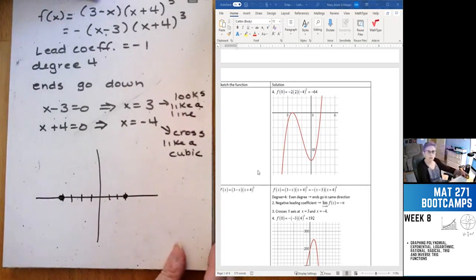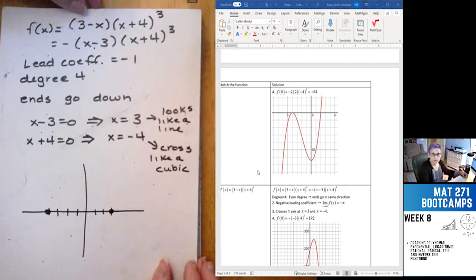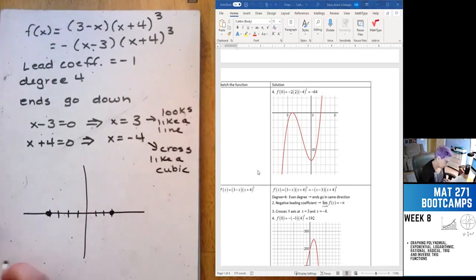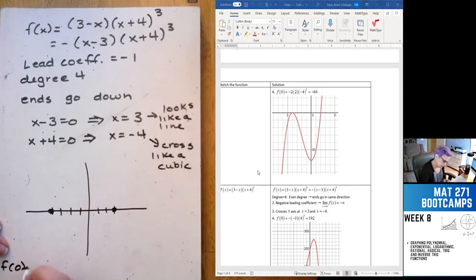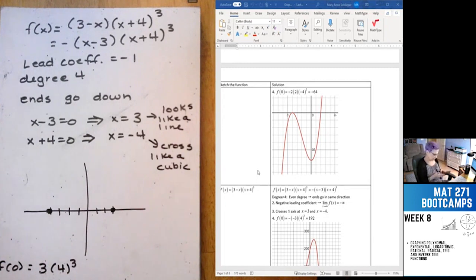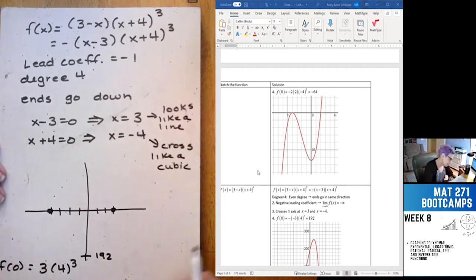And to figure out where it crosses the y-axis, we just plug 0 in. So we have f of 0 is 3 times 4 cubed. Not going to do that one off the top of my head. Cleared out the old stuff. 3 times 64 is 192. So it's way the heck down here at 192. Chances are you'll be expected to label these important points on your graph. You'll also be able to label maxes and mins.